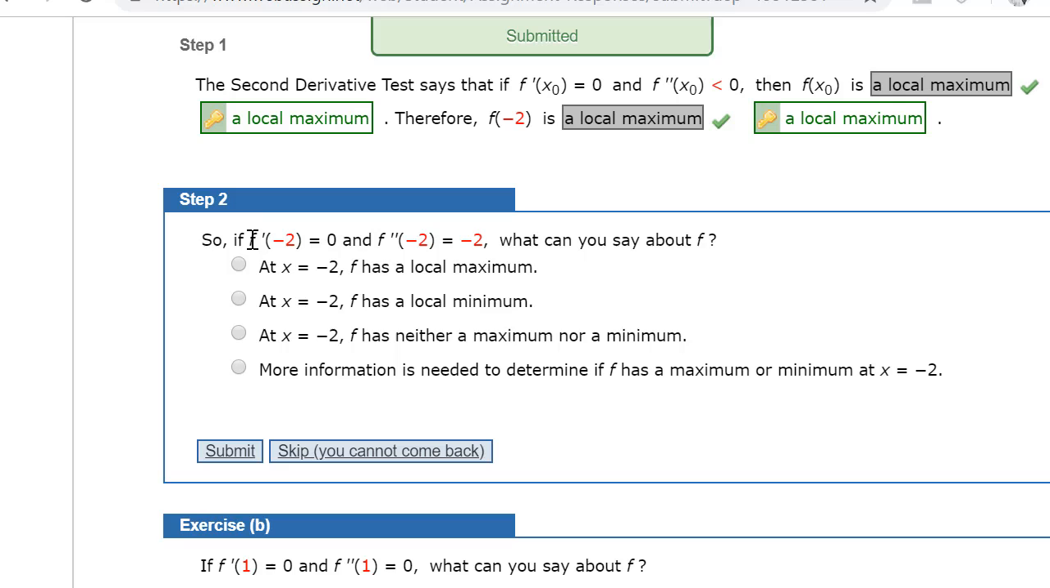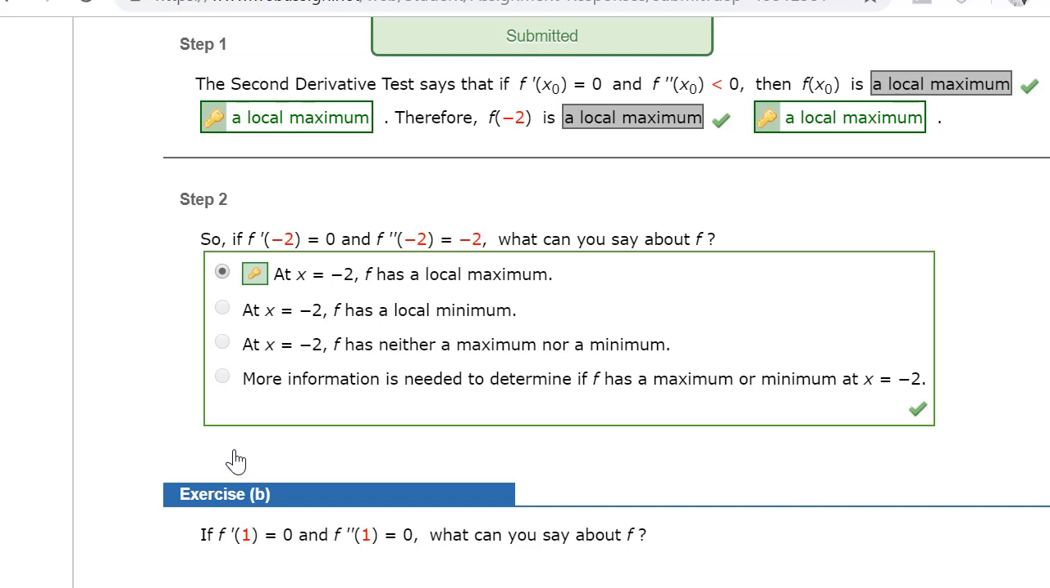Next part, if f prime of -2 is 0 and f double prime of -2 is negative, so that's the same problem we have. We have a local maximum at x is equal to -2. And I guess that's our conclusion.